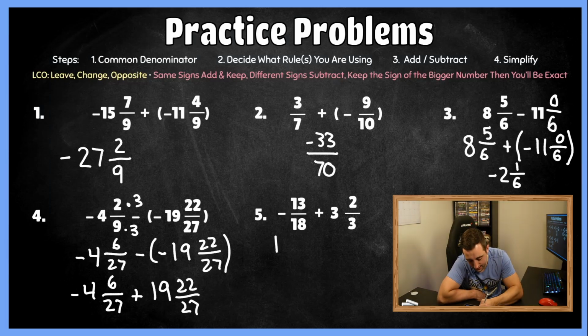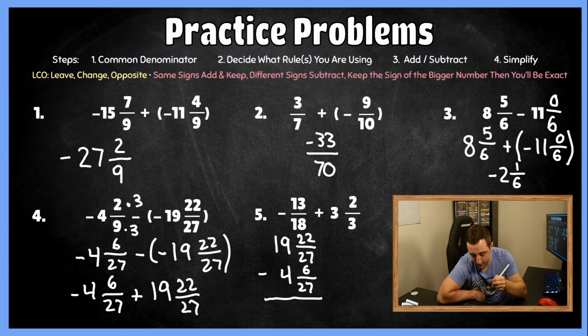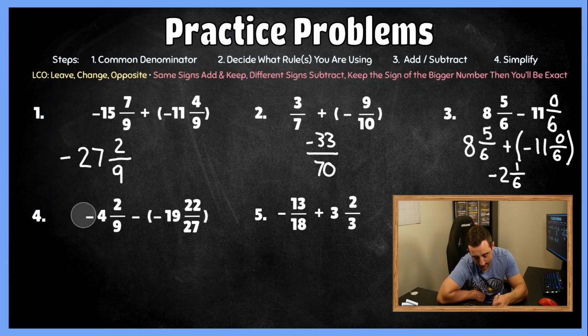So we have 19 and 22/27 minus 4 and 6/27. 22 minus 6 we can do. We're going to end up getting 16 in our numerator, 27 in our denominator, and 19 minus 4 is going to give us 15. And we keep the sign of the bigger number. Well, 19 was bigger and positive, so our final answer here needs to be positive as well. And 16 and 27 can't be simplified at all, so this is our final fully simplified answer, 15 and 16/27 for number 4. So let's go ahead and write that over here.